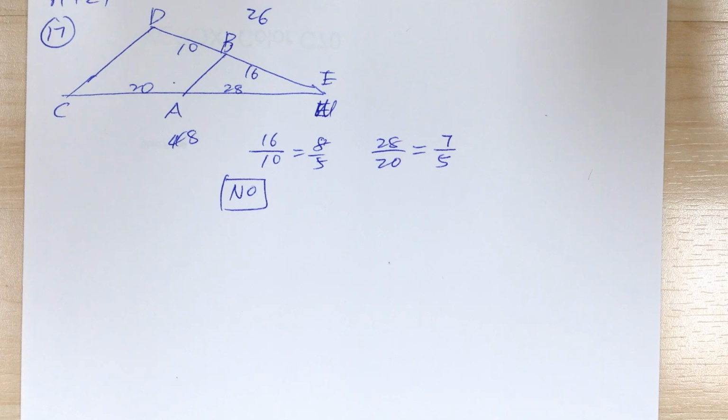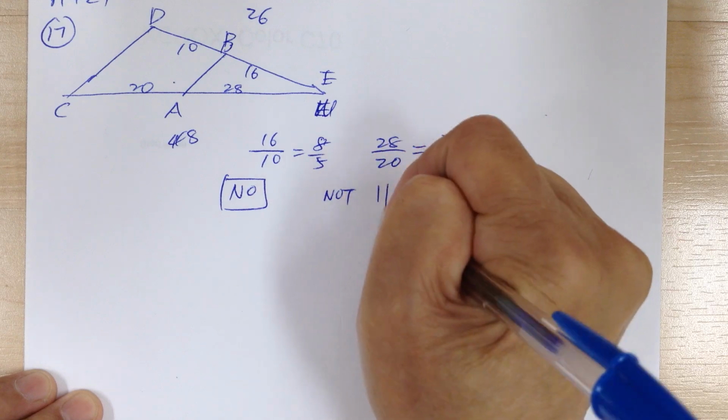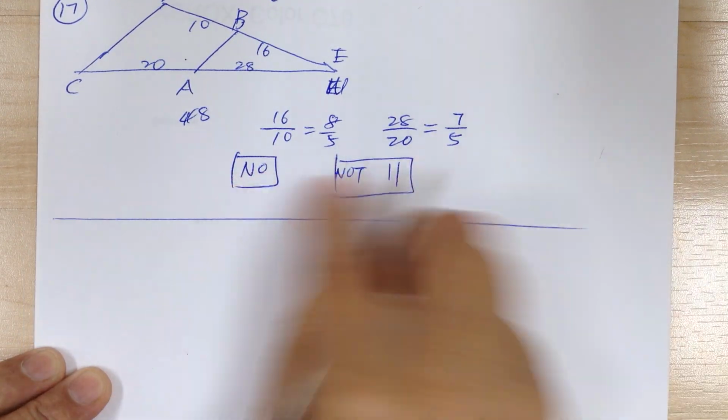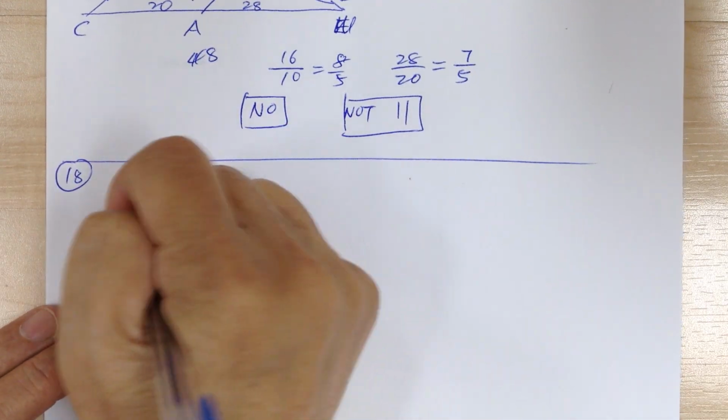Okay, so no or not parallel. Okay, not parallel. So either one. Okay, probably this is more clear. Okay, number 18.